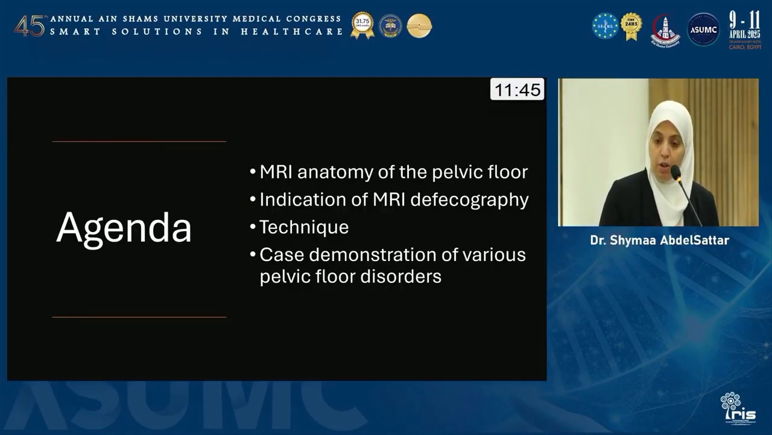I will talk about the MRI anatomy of the pelvic floor, indications of MRI defecography, its technique, and finally a case demonstration of various pelvic floor disorders encountered in Ain Shams University.